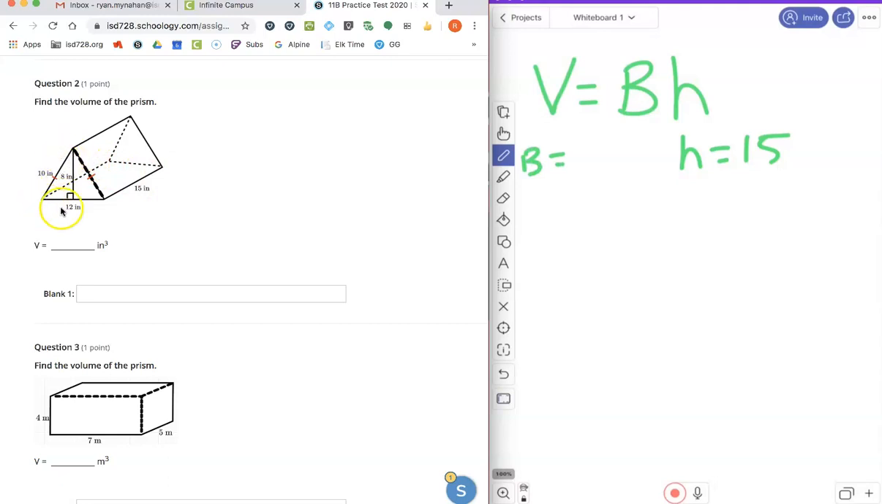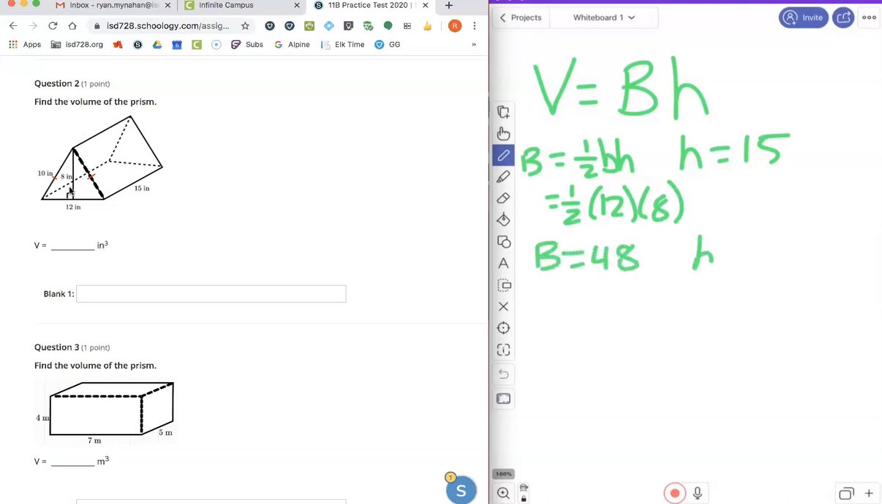Capital B is representing the area of this triangle, which is 1/2 base times height. So now I'm talking about the small b and the small h. So now I'm talking about just this triangle. Base of 12, height of 8. So we have 1/2 times 12 times 8, which should be 48. So capital B is 48, h is 15. We can get the volume then by doing capital B, 48, times 15 and getting our answer.